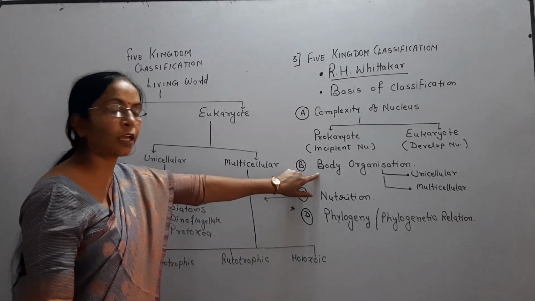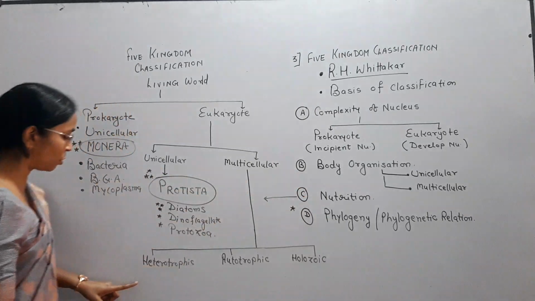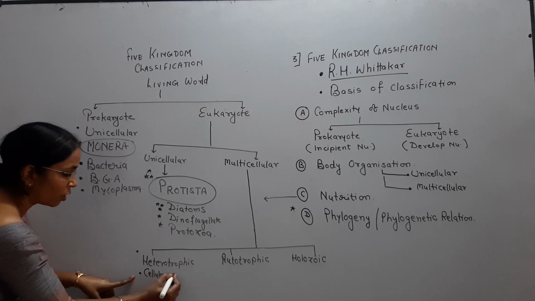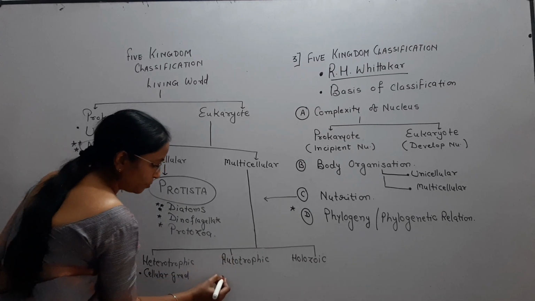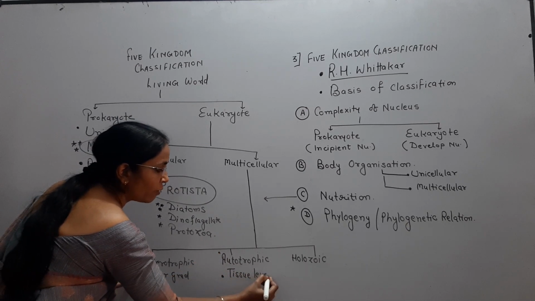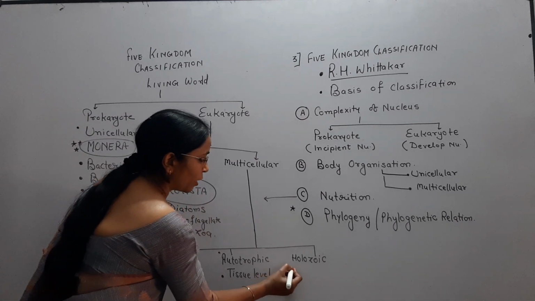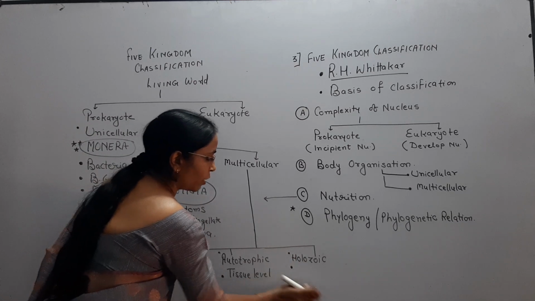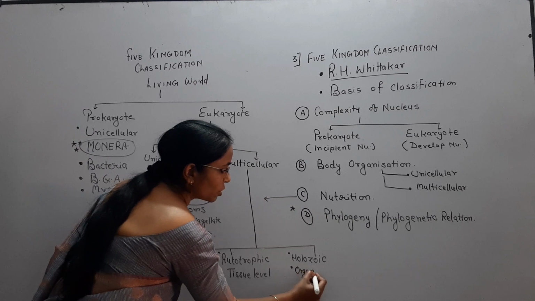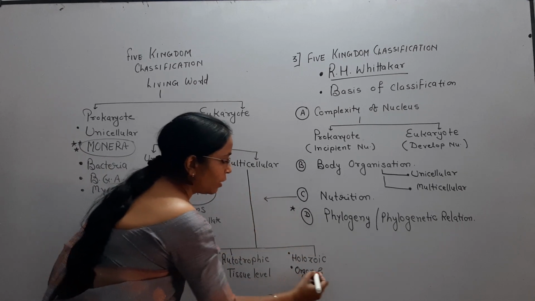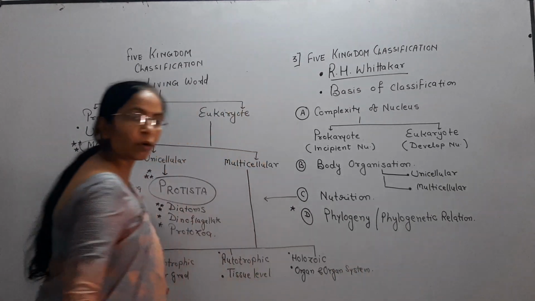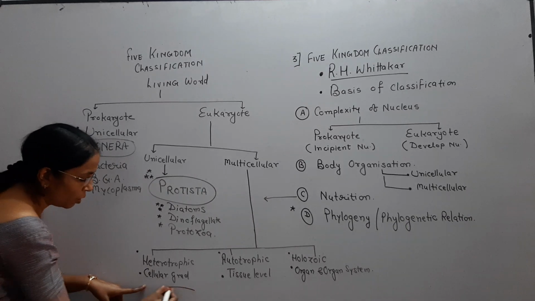Secondly, this also gives the idea about body organization. Heterotrophic individuals show only the multicellular grade of organization, whereas in the autotrophic kingdom the grade of organization is up to tissue level. In the kingdom of holozoic individuals, all the possible grades are shown: cellular, tissue, organ and organ system. But when we talk about Animalia, mainly organ and organ system is the main grade of organization.